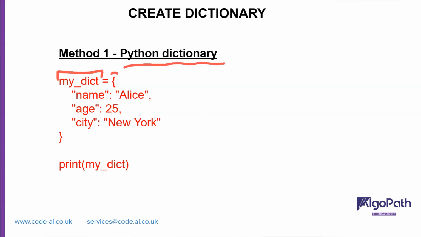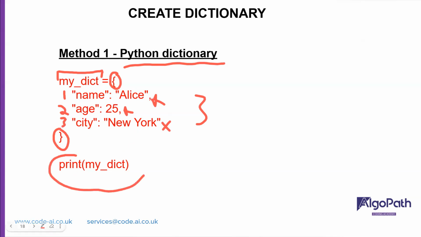We use curly braces open, curly braces close. And inside there, note we have a comma on each line except the last one. We don't need that, of course. And therefore, I have three entries in my Python dictionary. That is one, which is name, that's the key. The value is Alice. Two, key is age, 25. And three is city, which is New York. In order to print it, I just simply give a print command and the name of my dictionary.